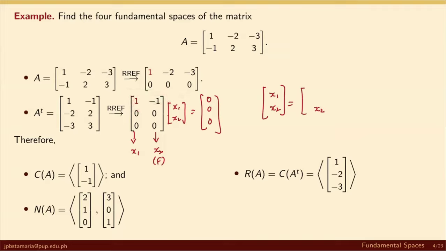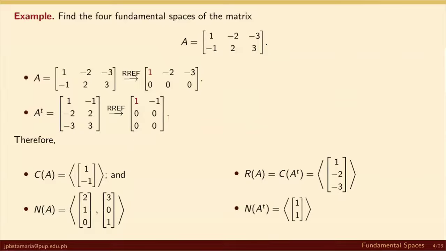It's just x sub 2 one more time, right? So we can write this as the multiple of 1, 1. So basically, the left null space, or the null space of A transpose, is the span of the vector 1, 1. So what do you notice? This is one-dimensional, two-dimensional, one-dimensional, and one-dimensional. So these are the four fundamental spaces of the matrix A.